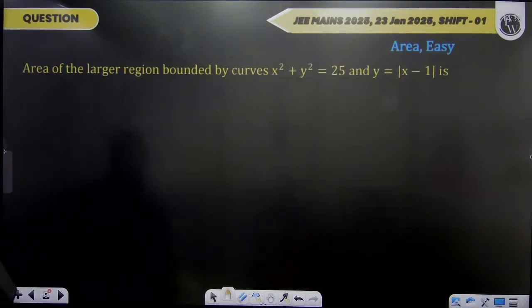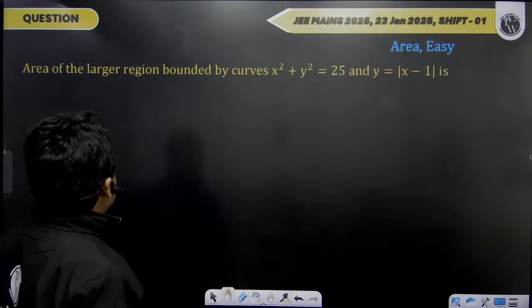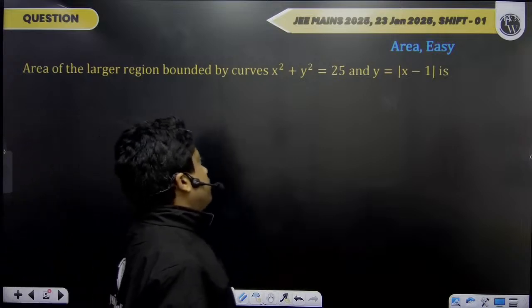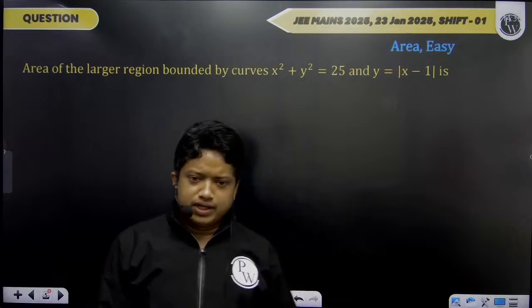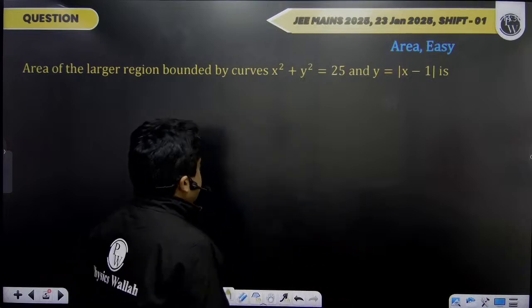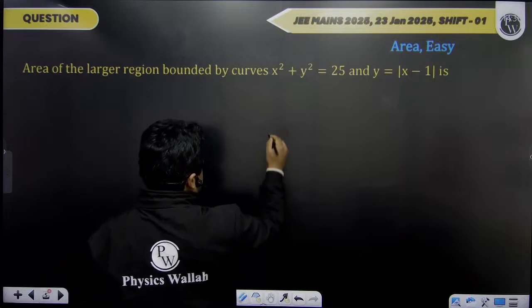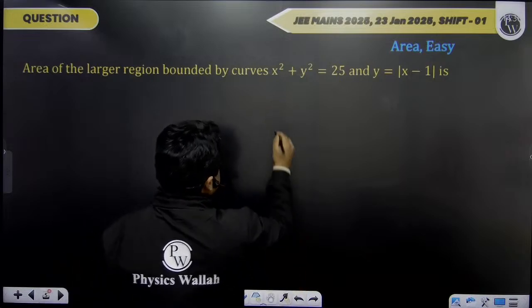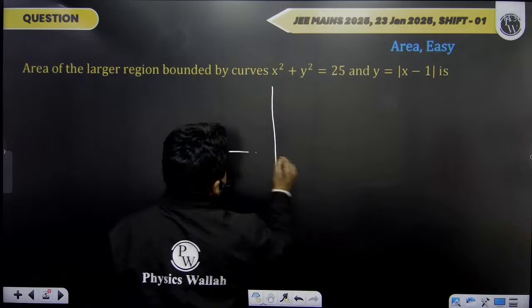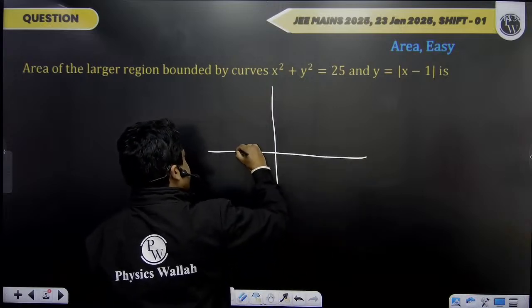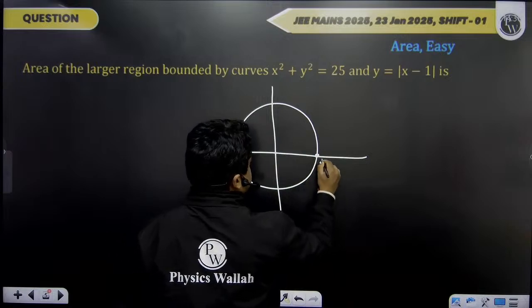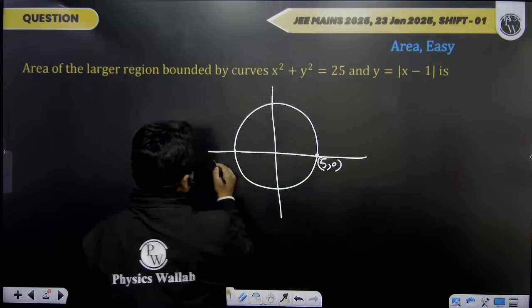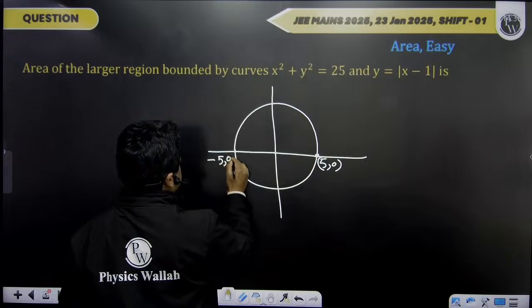The next question came from area of the larger region bounded by the curves x square plus y square equal to 25, which is a circle, and y equal to mod of x minus 1. So let's draw it first. X square plus y square equal to 25. So this will be a circle whose center is at 0, 0 and the radius is 5. So this point will be 5, 0. This will be minus 5, 0, right?